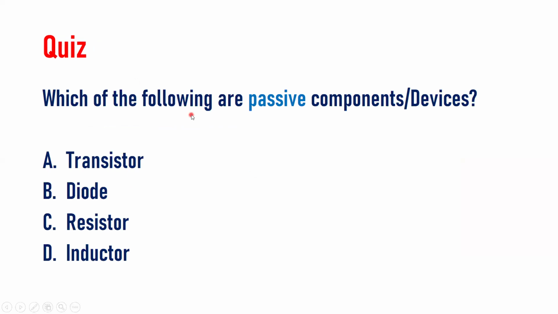Which of the following are passive components or devices? Your options are A, transistor, B, diode, C, resistor, and D, inductor. Out of this, you have to pick all those components which are passive components or devices. Again, the passive components are the ones that do not have the ability to introduce or generate energy into the circuit. They just are, that's why they are called passive.